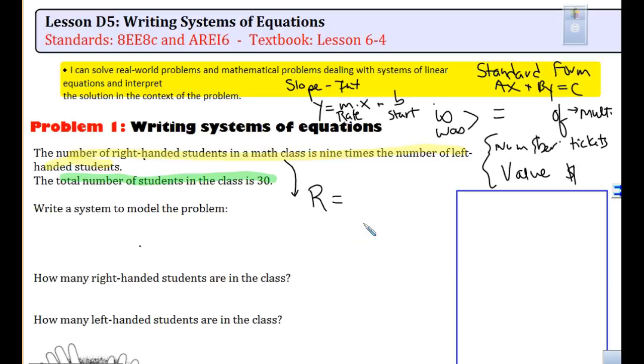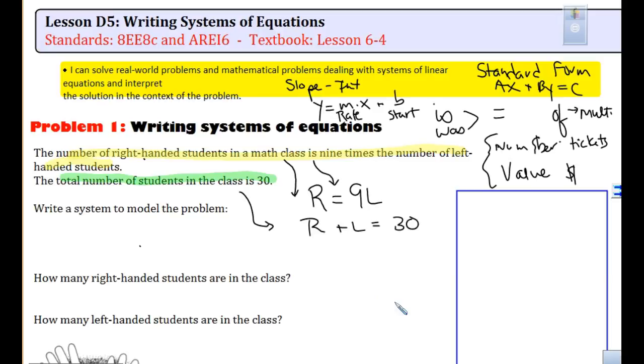But from that first one in yellow, the number of right-handed students is equal, that's our equal, 9 times the left. It makes perfect sense to use R and L in our equations. The second one is dealing with the total number of students. Total number of students, that's my right-handed plus my left, is equal to 30.